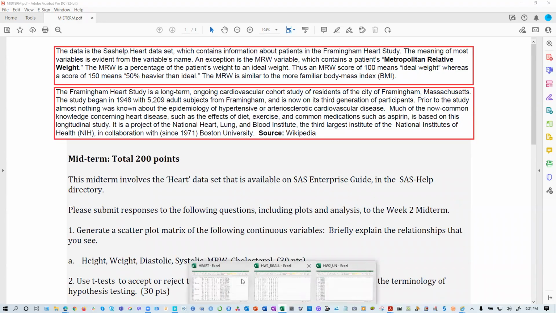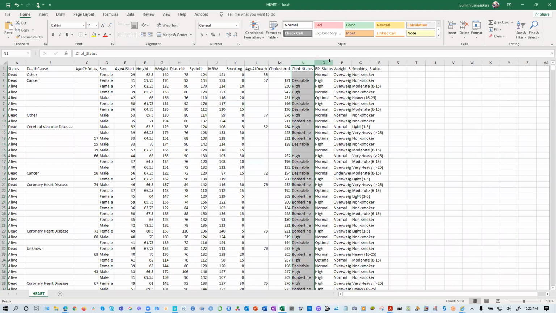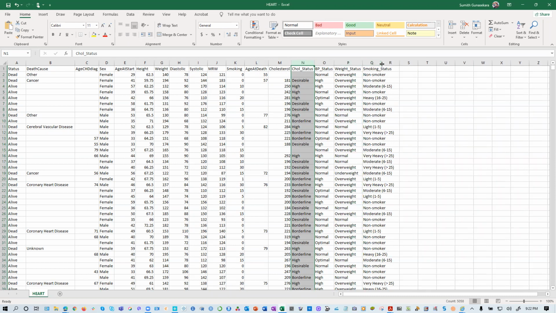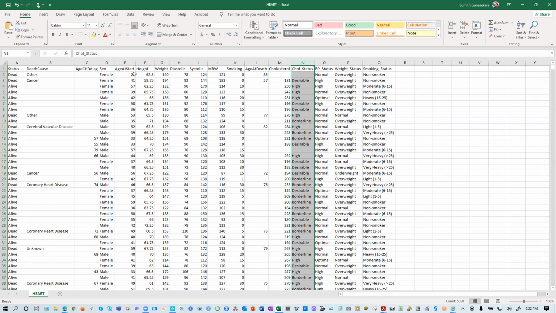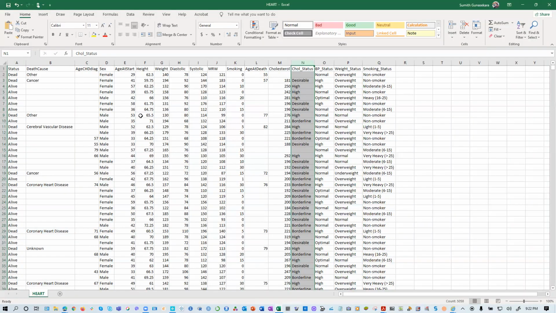So in this heart data, this systolic, MRW, now you know, smoking, how many packs of cigarettes, I think, age at death, and the cholesterol level, cholesterol status, BP, blood pressure status, weight status, smoking status, and age, height, CHD, cardio, diastolic. I think CHD stands for the age at which he has been diagnosed with this particular disease, okay? So that's what they said, diagnosed age, okay.